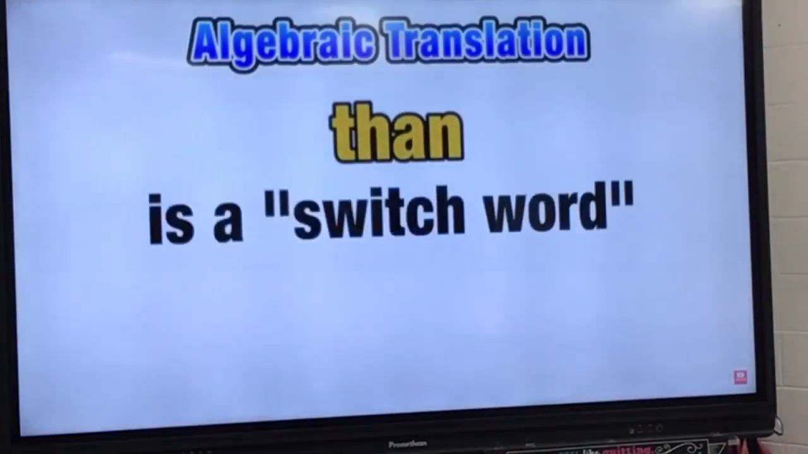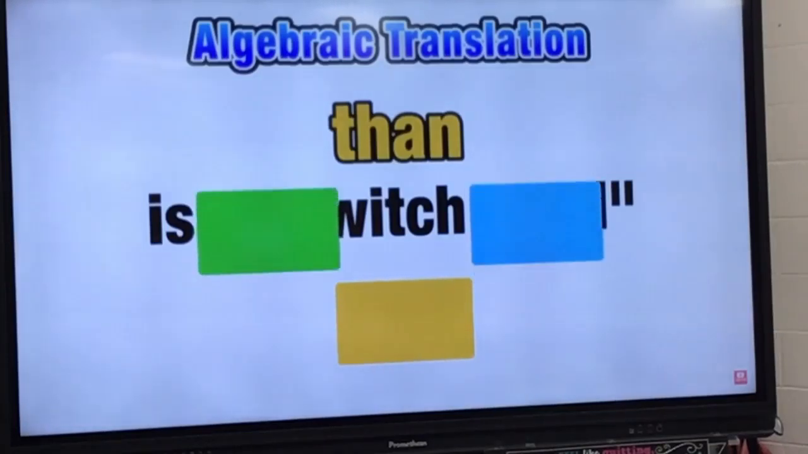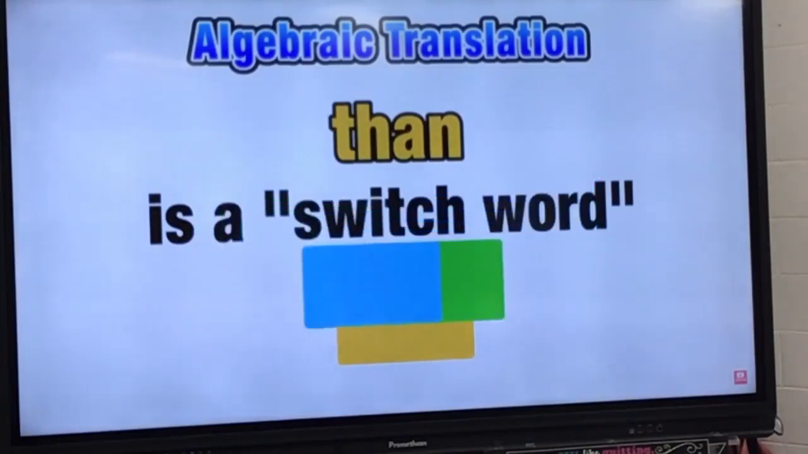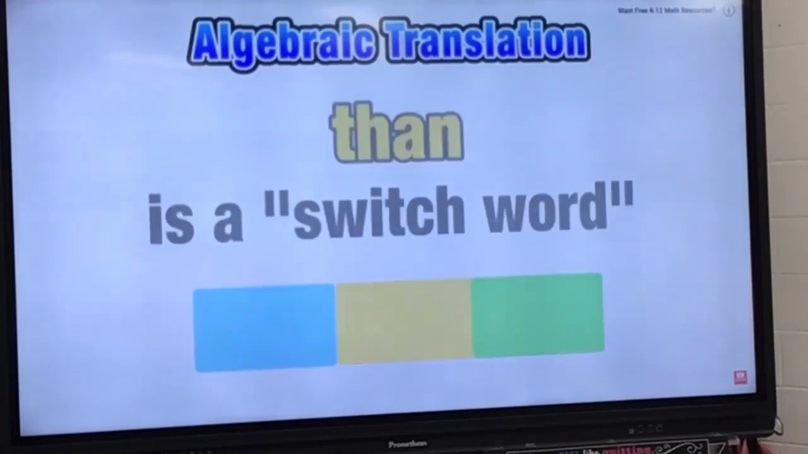Now, this is the case when we see the word "than." We're going to say that "than" is a switch word, which means that the operator stays in the middle, but the order of the first term and the last term is switched. So the way that it's written, the actual expression will be in reverse order.